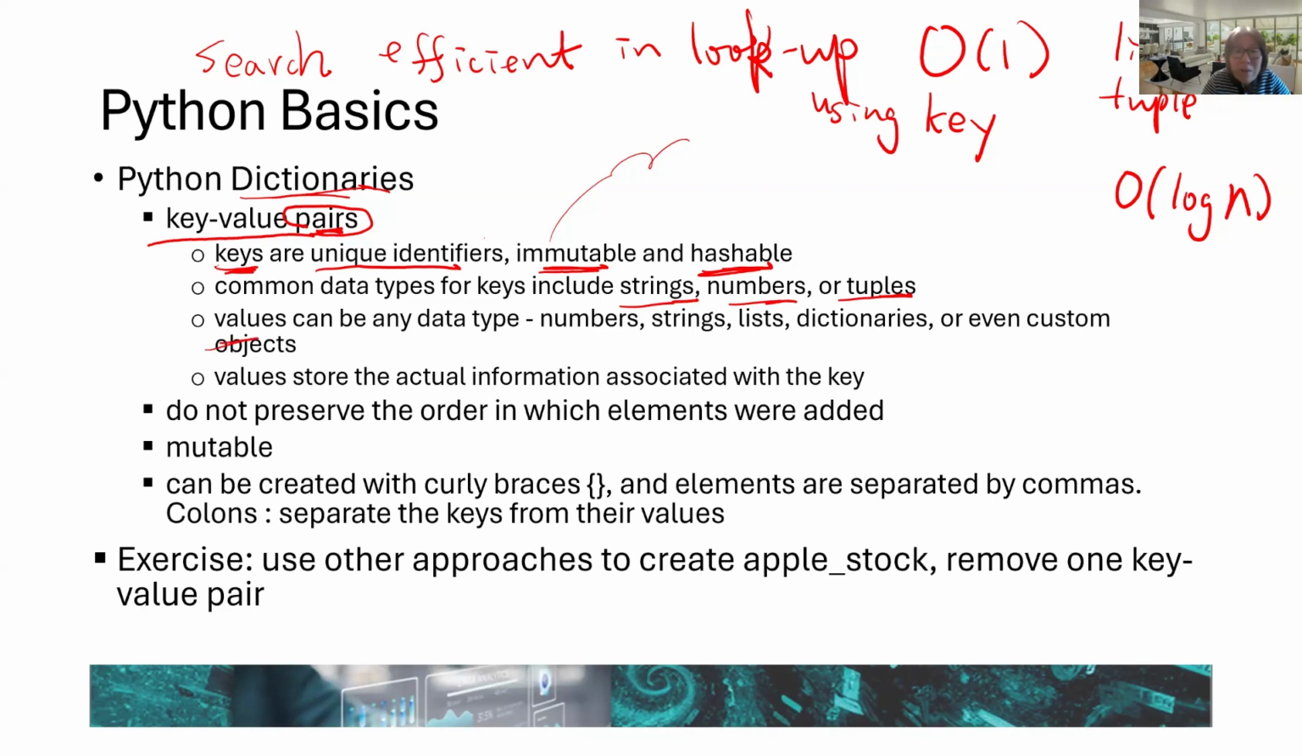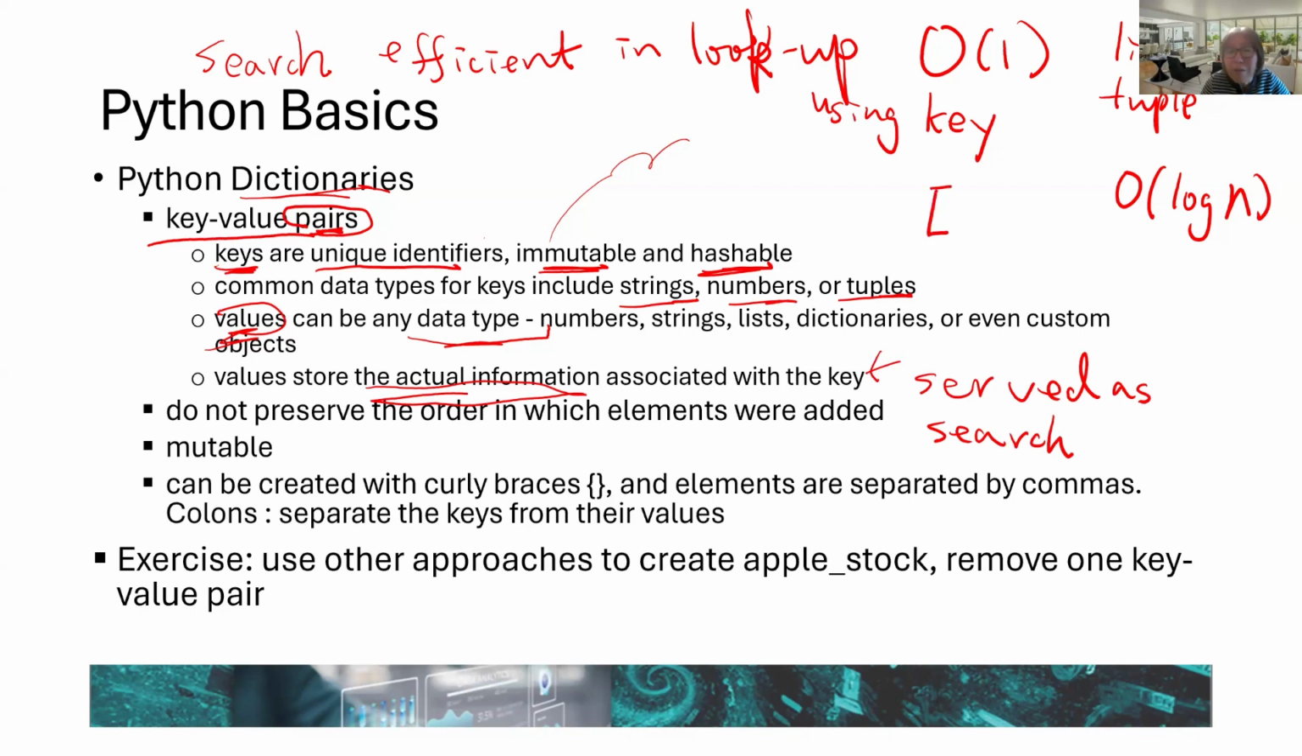But for the dictionary, the value part is very flexible. It can be any data type: numbers, list, dictionary, even customized objects. The key doesn't store the value. The value stores the actual information, because the key serves as a search, kind of like an index.